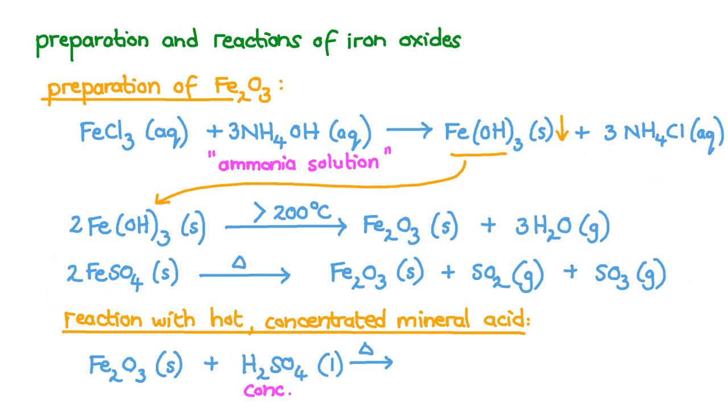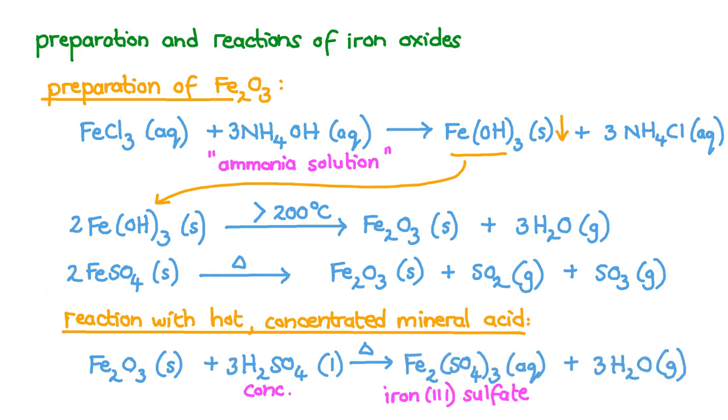The iron 3 oxide and sulfuric acid react together under hot conditions and produce the salt iron 3 sulfate as well as water. The reaction equation is Fe2O3 solid plus 3H2SO4 liquid being heated to give Fe2(SO4)3 aqueous plus 3H2O gas. We've looked at many equations so far for the preparation and reaction of the first 2 oxides of iron, namely iron 2 oxide and iron 3 oxide.